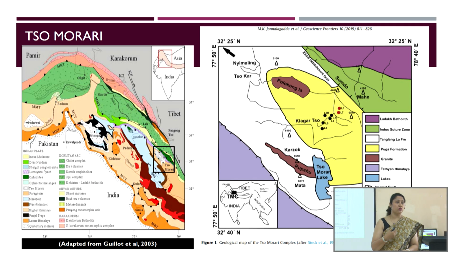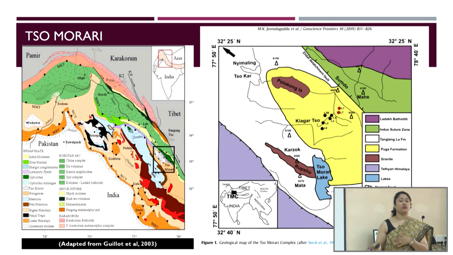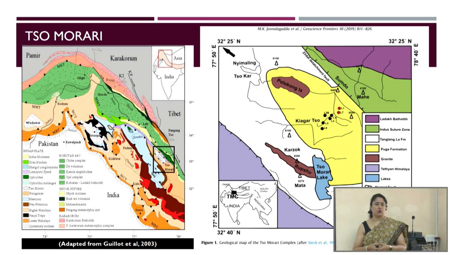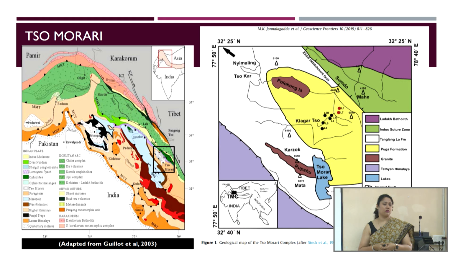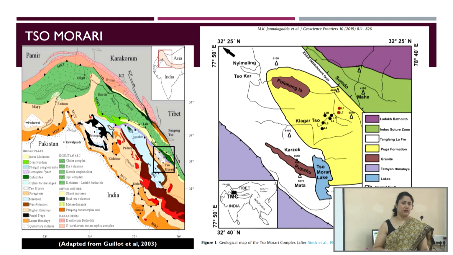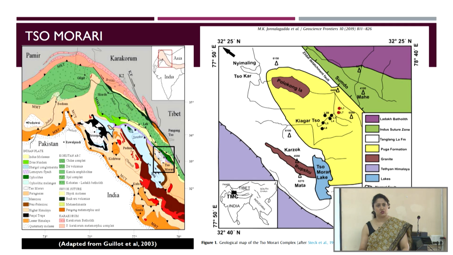So we are typically looking at processes during exhumation more than what we see during prograde. That is typically what happens with metamorphism, because it at times obliterates all the prograde signatures and you are left with retrograde signatures.